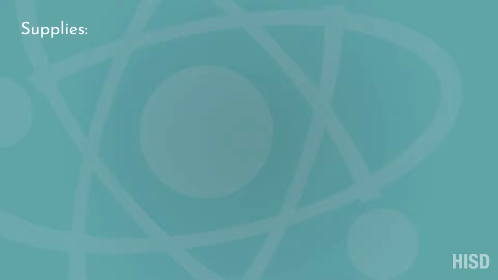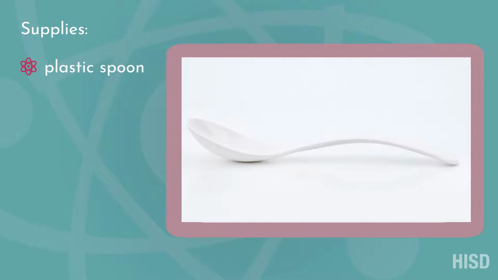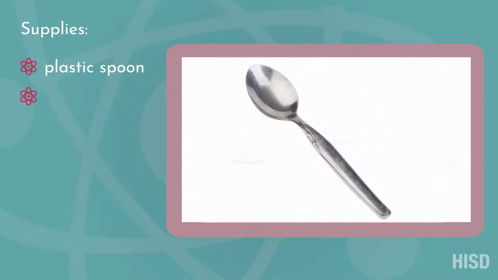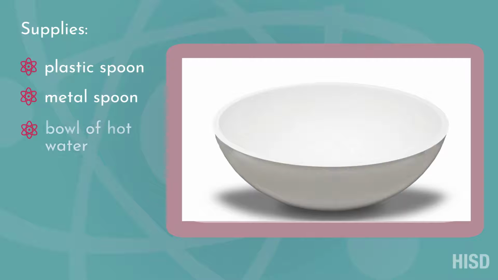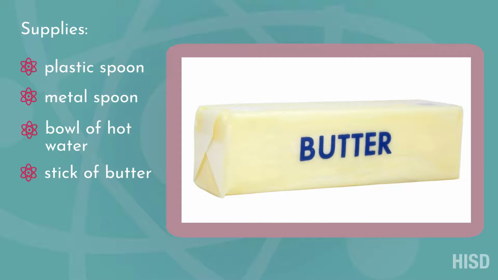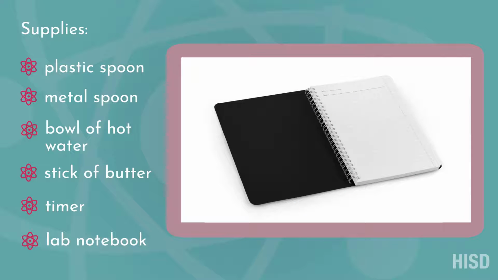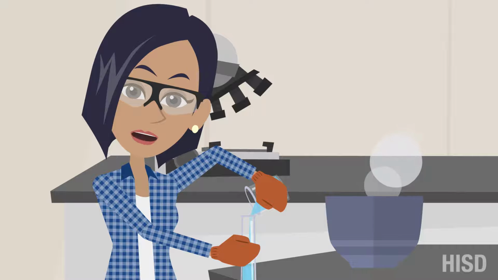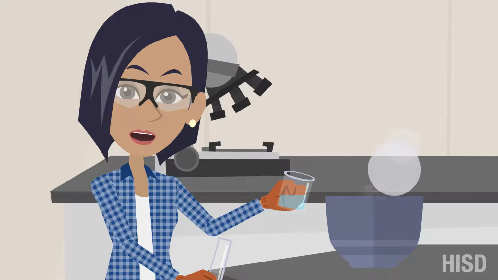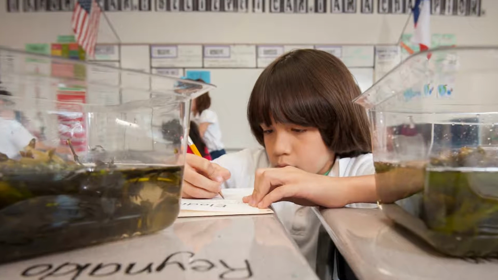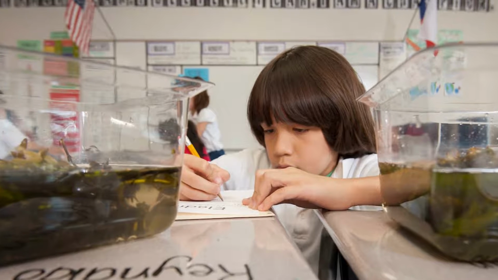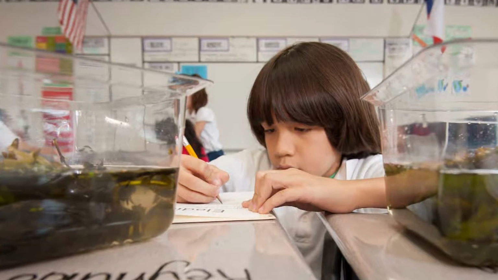For this experiment, you will need the following supplies: a plastic spoon, a metal spoon, a bowl of hot water, a stick of butter, a timer, or a device that has a timer, and your student lab notebook to record your results. Since we'll be working with hot water, remind your students about safety practices around hot liquids. As always, students will be expected to draw valid conclusions based on their observations.